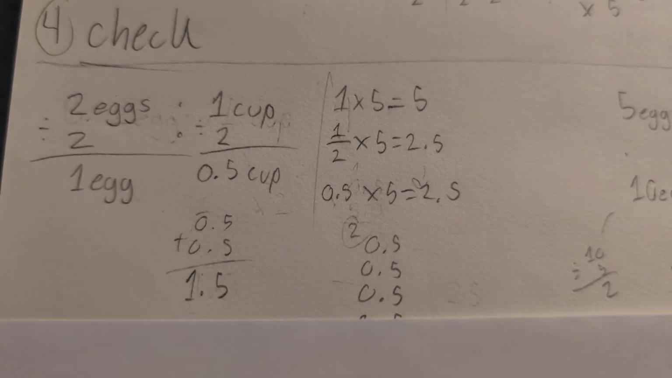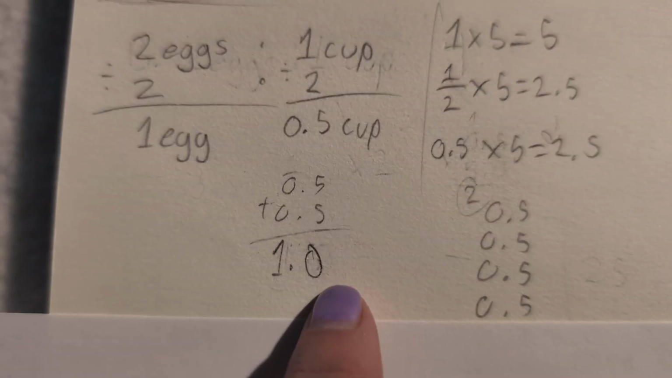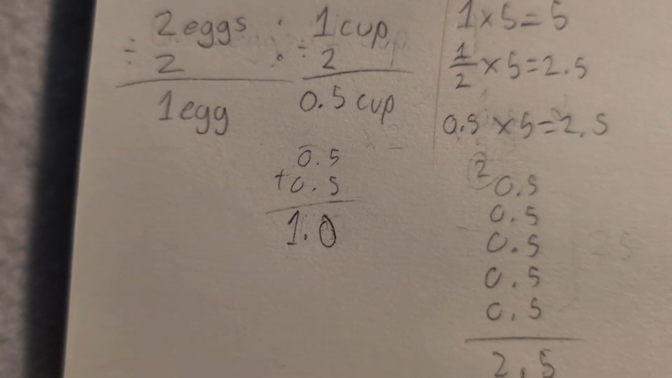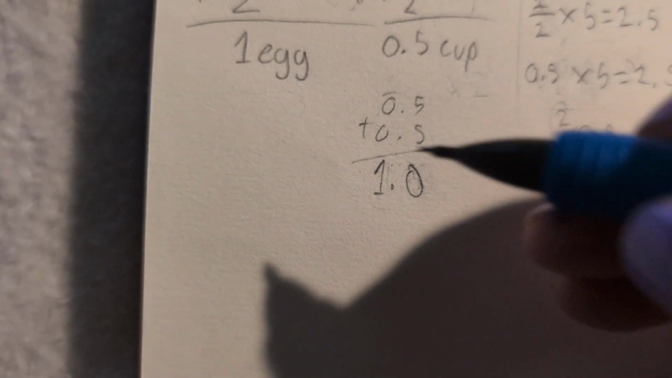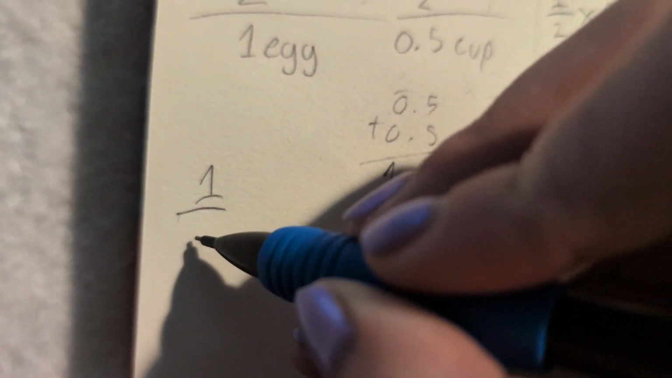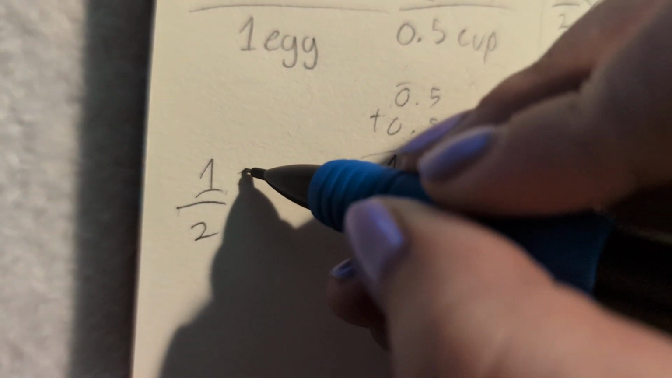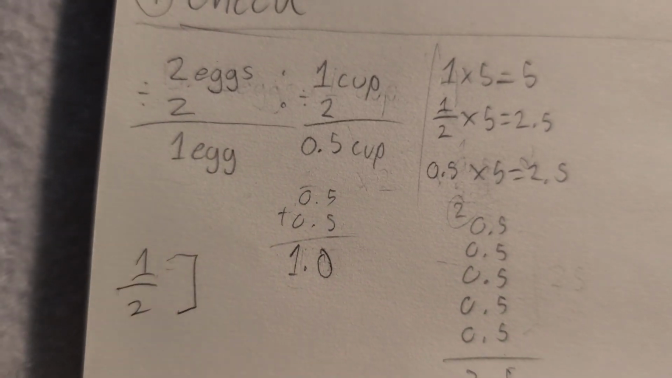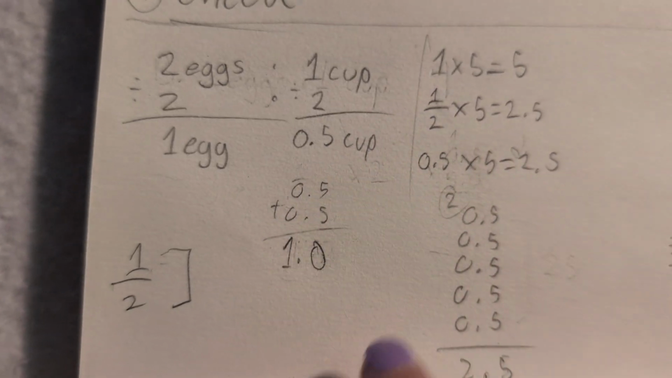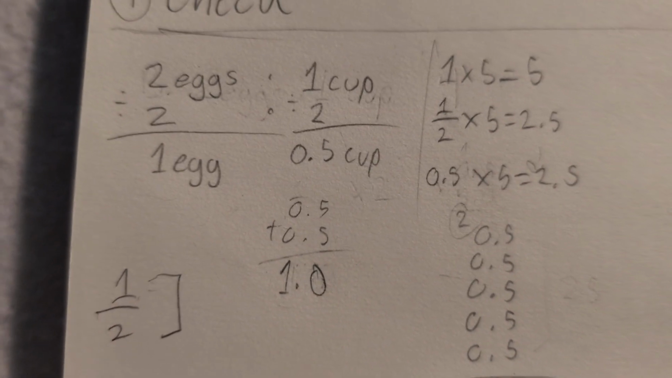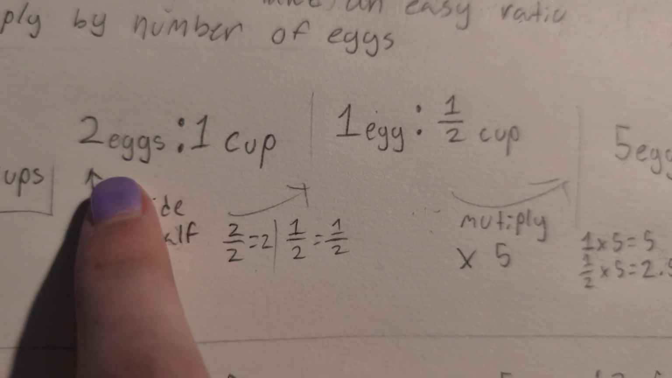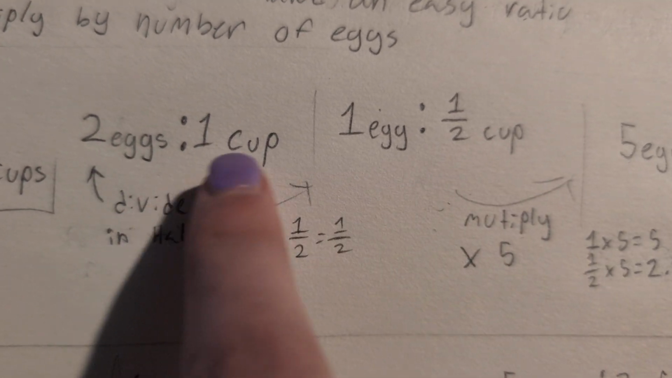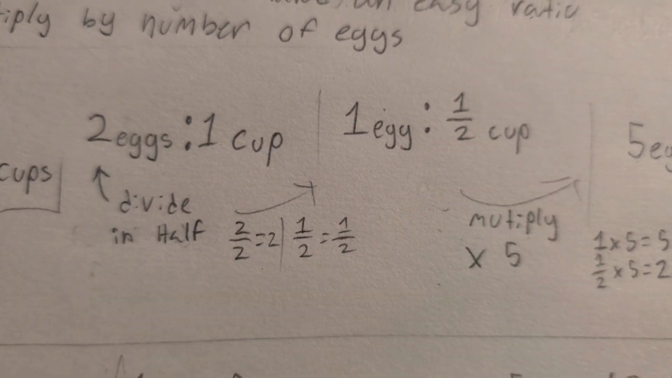A half and a half is going to be 1 whole. We can also just divide the 1 by 2. So you would do 1 divided by 2, which comes out to be a whole fraction of 1/2. So we know that 2 divided by 2 is going to be 1, and that 1 divided by 2 is going to be 1/2, which makes this section correct, that 2 divided in half is 1, and 1 divided in half is 1/2. Then we multiplied that by 5.